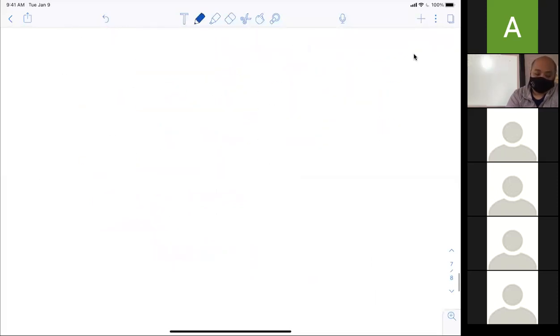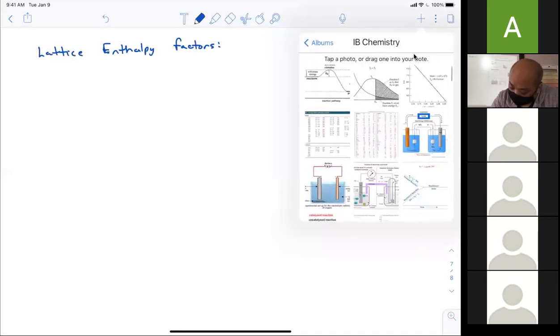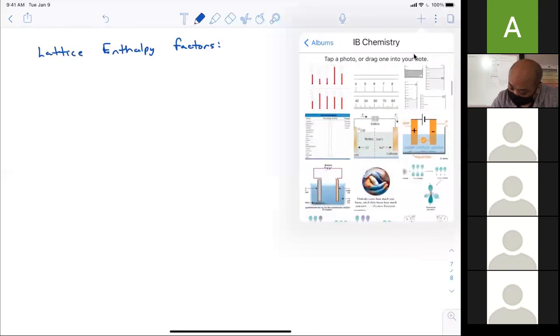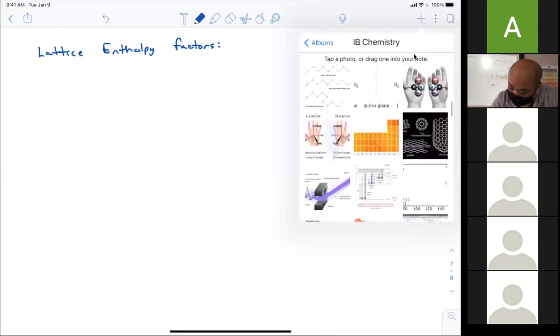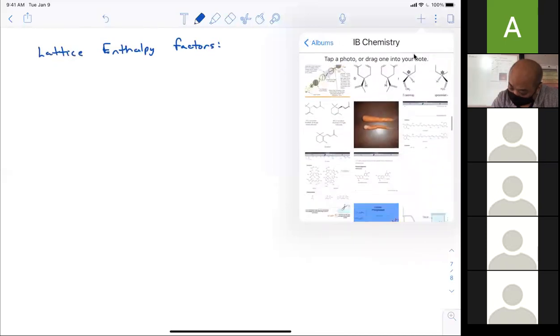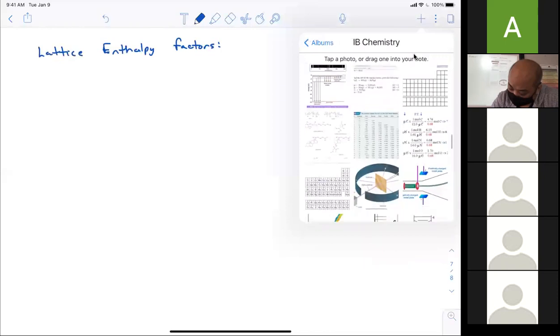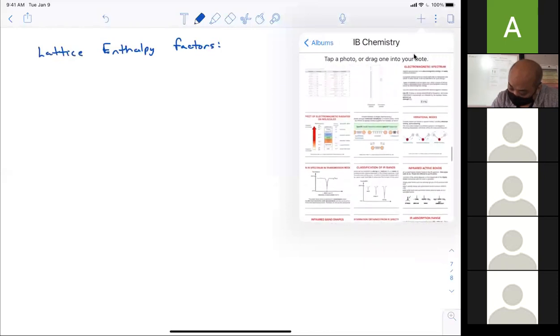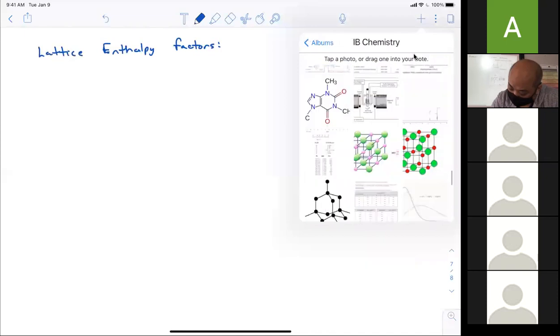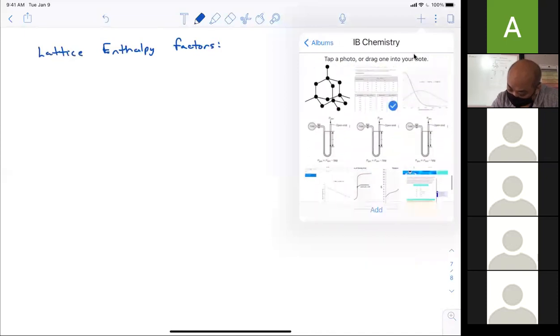Along that same concept, we do talk about lattice enthalpy factors. So what affects the strength of a lattice enthalpy value? Looking at a formula here, I don't know if I have this. I need to see if I can find it. I don't know if I have a screenshot of this. If I do, then I'll post it. If not, I'll have to go clip it. Oh, here it is. Okay.